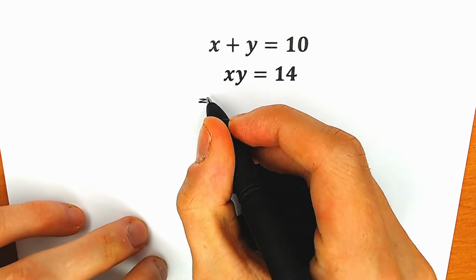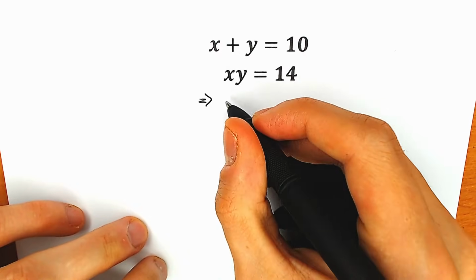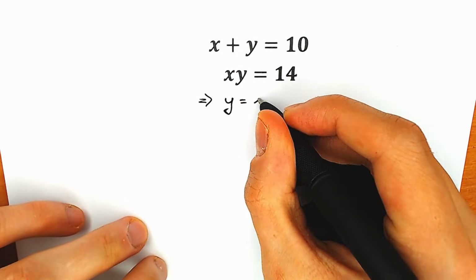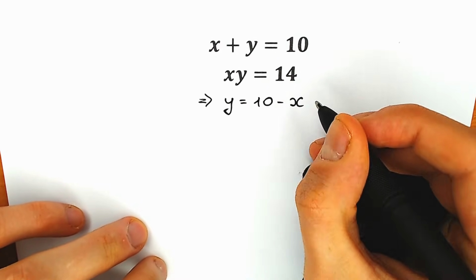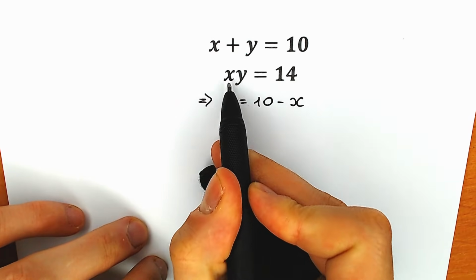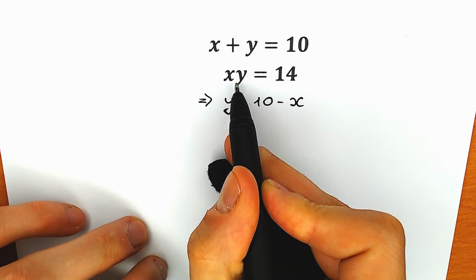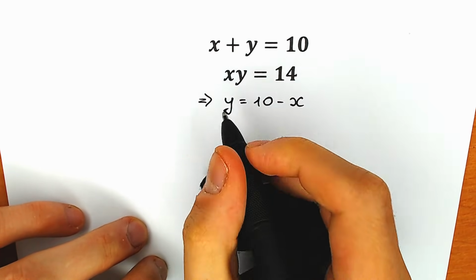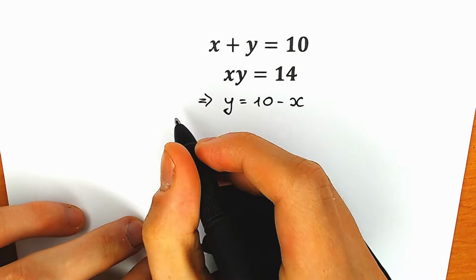Okay, so first of all, let's express y from the first equation. As a result, y equal to 10 minus x. And right now, let's plug it into the second equation. Instead of this y, let's plug in this expression, 10 minus x.